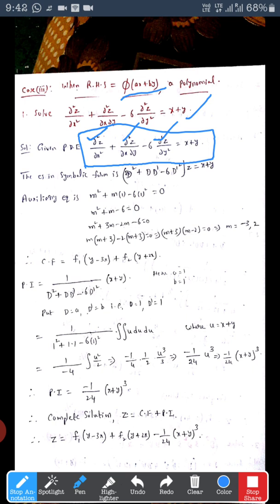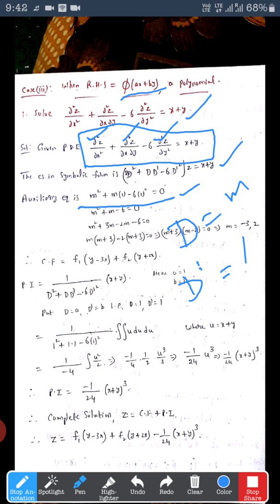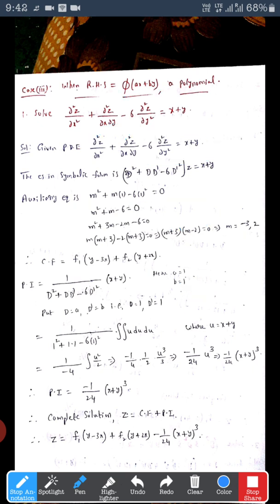So the auxiliary equation for this partial differential equation is m square plus m into 1 minus 6 into 1 square. That is, in place of d we write m, in place of d dash we write 1. After writing in place of d and d dash in this equation and equating it to 0, this becomes the auxiliary equation. So solving this equation, we get roots m is equal to minus 3 comma 2. Therefore, the complementary function is f1 of y minus 3x plus f2 of y plus 2x. That is, these two roots are real and different. Therefore, we write in this form f1 of y minus 3x plus f2 of y plus 2x.